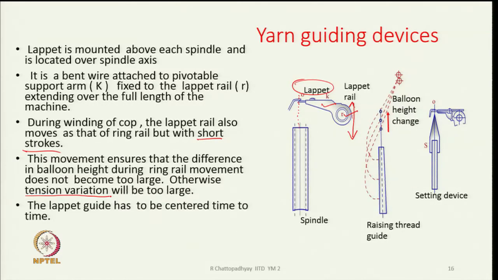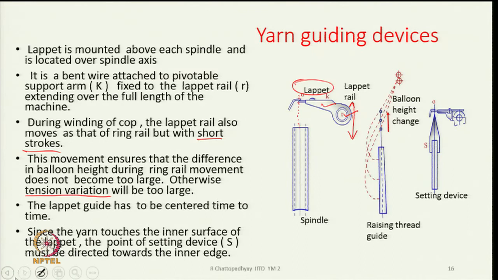The lappet guide has to be centered from time to time, since sometimes there is a disturbance. And since the yarn touches the inner surface of the lappet, see, when the yarn is coming from the front roller, suppose I draw this line from here, here I have the two rollers, the yarn is coming into contact with the lappet guide, but it is actually touching the inner part of the lappet guide. So the yarn touches the inner surface of the lappet guide, and therefore the point of the setting device, this is the setting device, must be directed towards the inner edge.